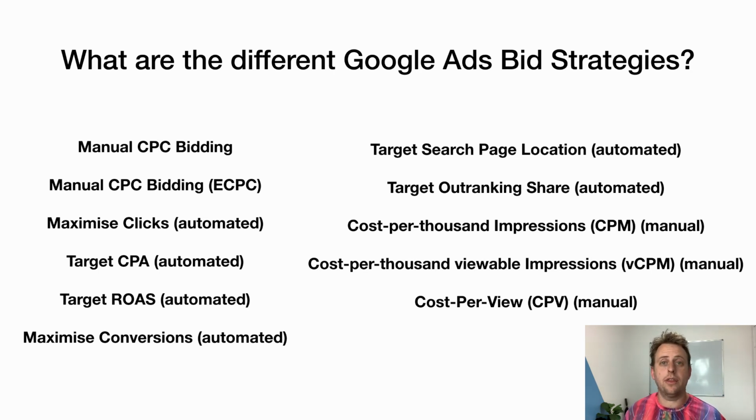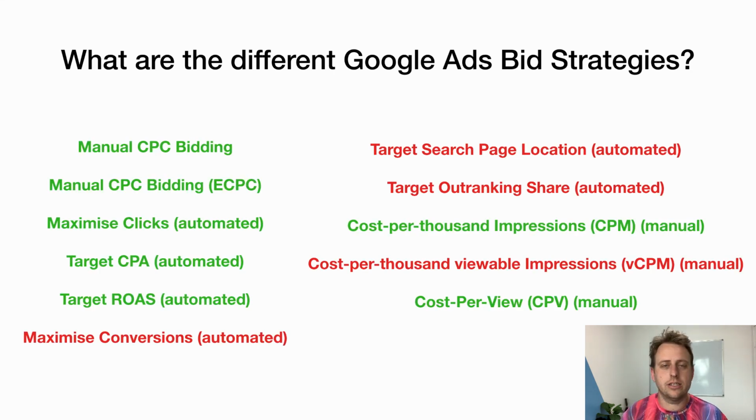Which ones do I think you should use and which ones do I think you should not use? Well, here it is. I've used the green, red, good, bad simplification of this whole thing to show you what I think is good and what is bad. If it's in green, they are ones that I recommend you use if you have the data to. If it's in red, I recommend you don't use them.